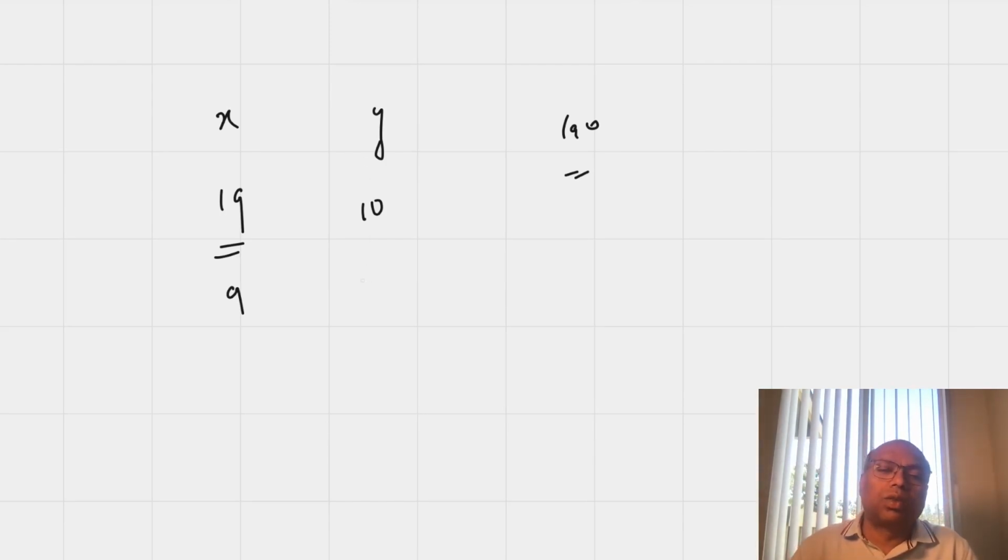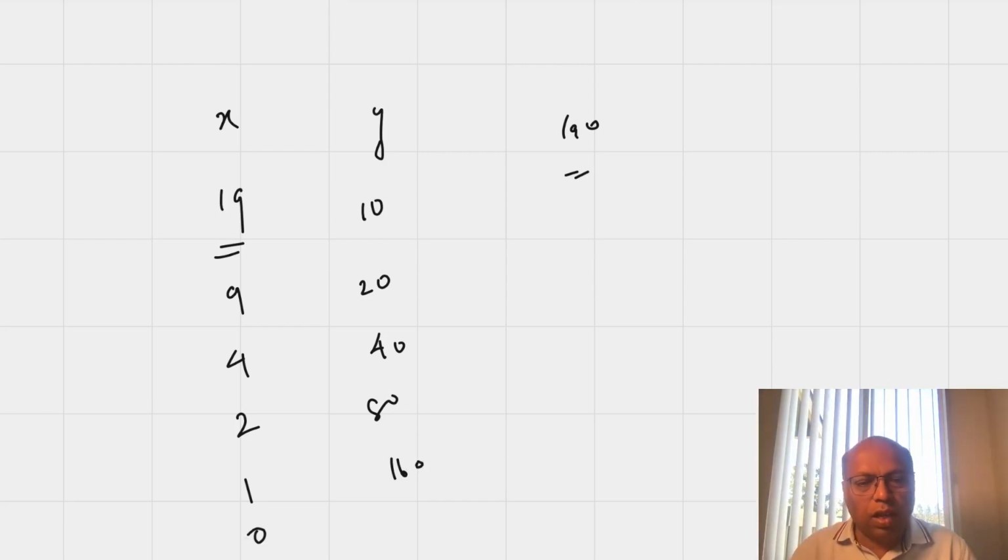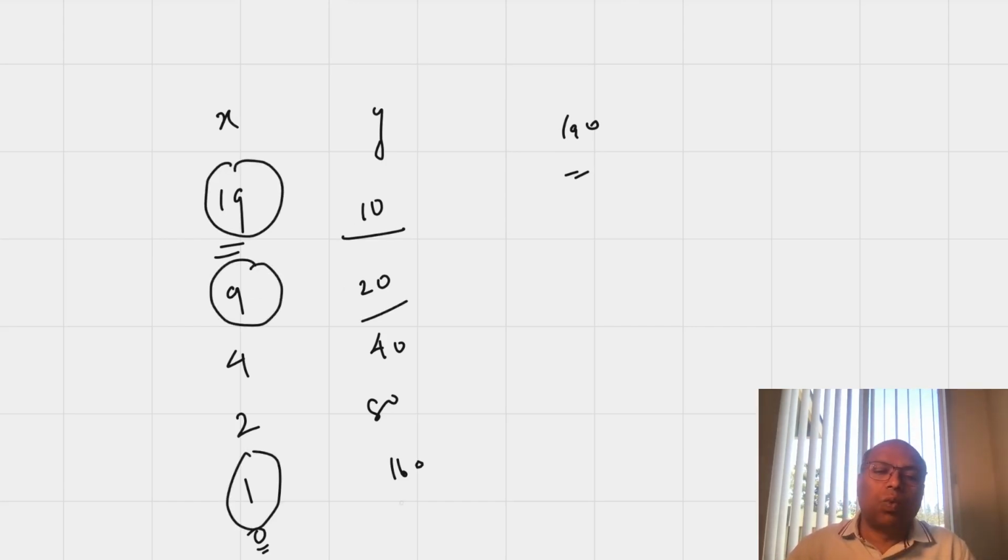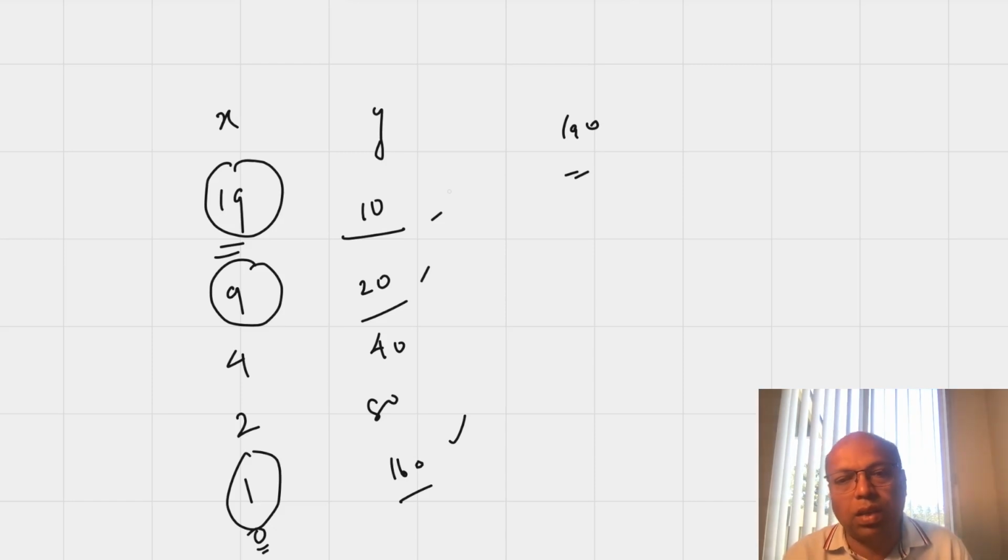Multiply the second number by 2 and store it in y. Divide by 2, multiply by 2. Divide by 2, multiply by 2. Divide by 2, 0. How long? I need to repeat till the number becomes 0. Now, while you are doing this procedure, if the x value is odd, add the y values. 160 plus 20 plus 10, how much? 190. How long will you repeat? Till the number becomes 0.